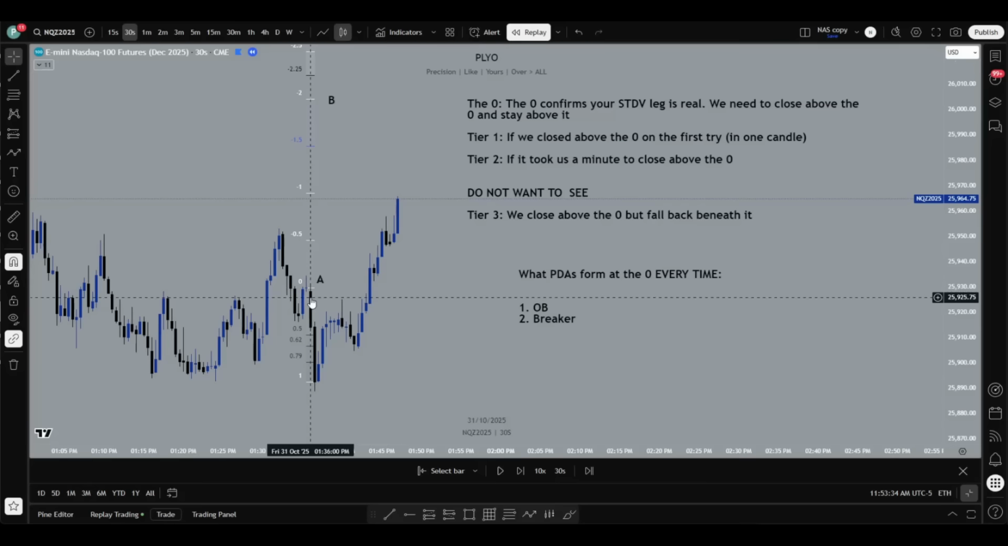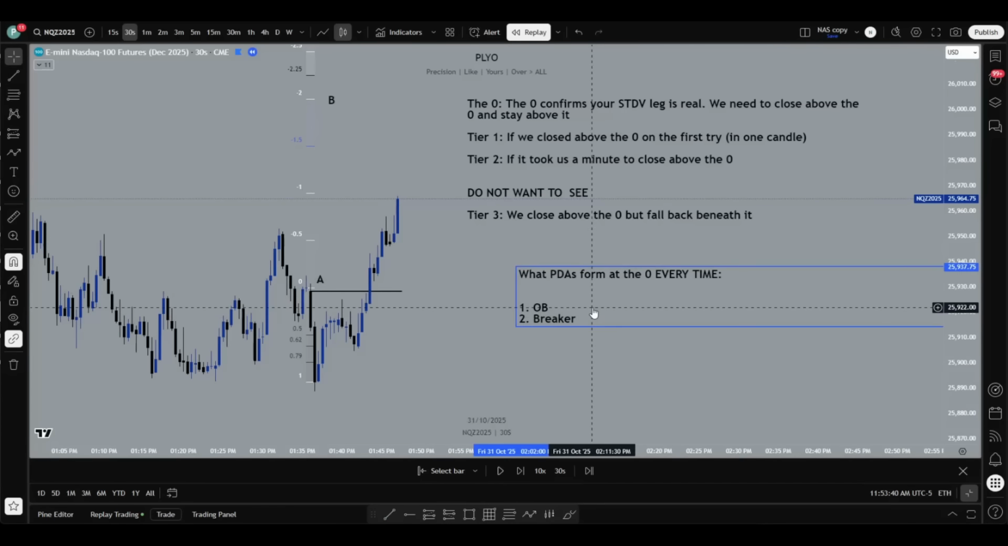If we're looking at this as a PD array, what do we have here? An OB, this bearish candle, and then we have a breaker being the bullish candle. Now, to simplify this even more for the ones who don't really know what a breaker is, this will be extremely helpful. To even identify what an OB or breaker is, you can simply use standard deviations. I'm going to explain that better, but listen very carefully to what I'm about to say. The OB will be the opposite color as your standard deviation.